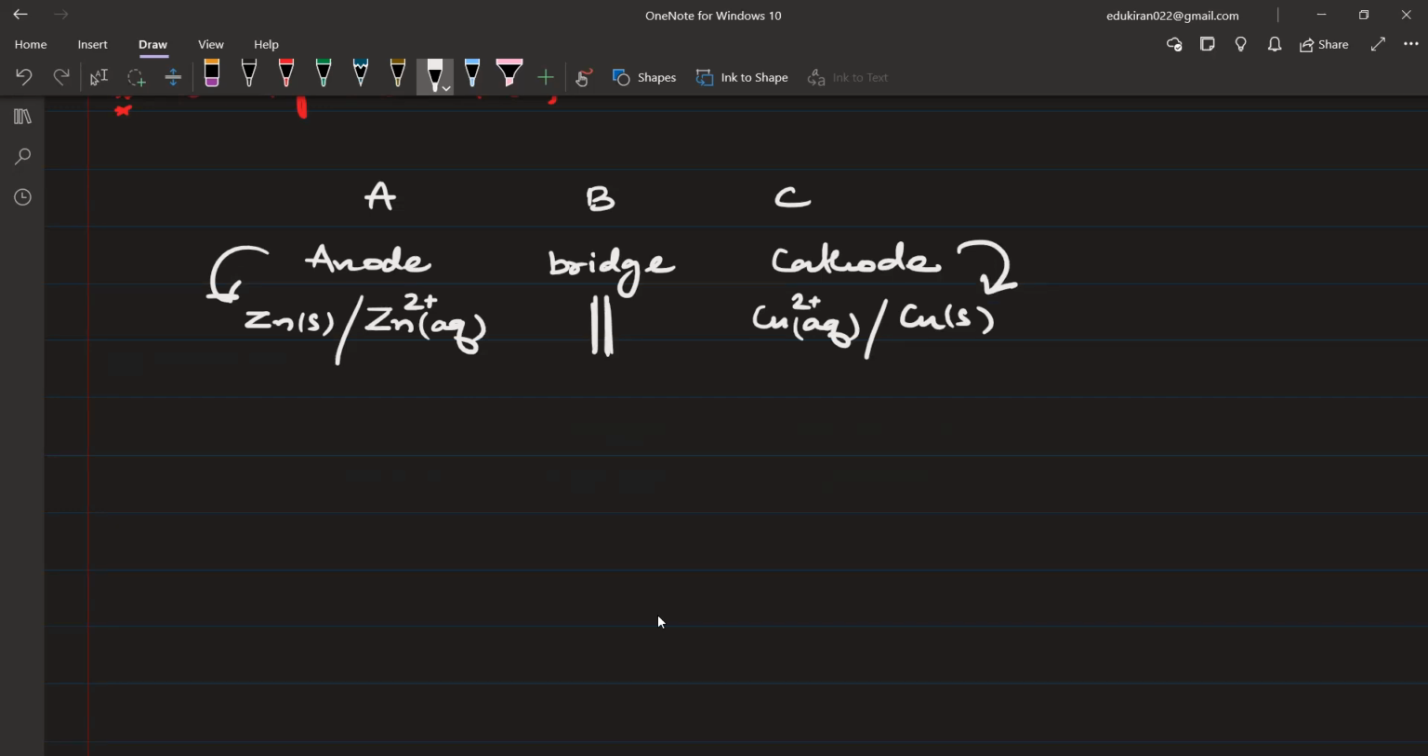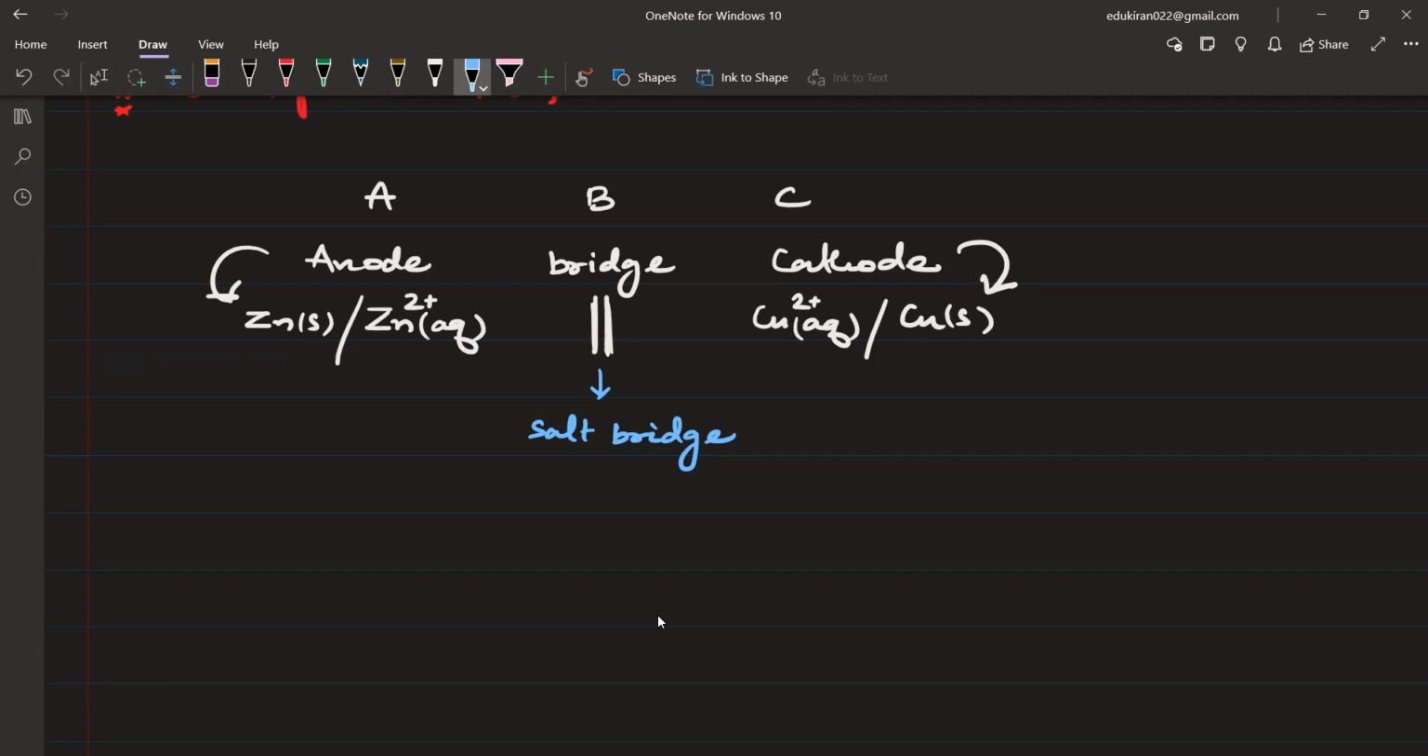Got it? Yes or no? Please tell me. Yes. Okay, and this is a representation of salt bridge. Done all of you? Yes or no? Please tell me. Yes. Okay.